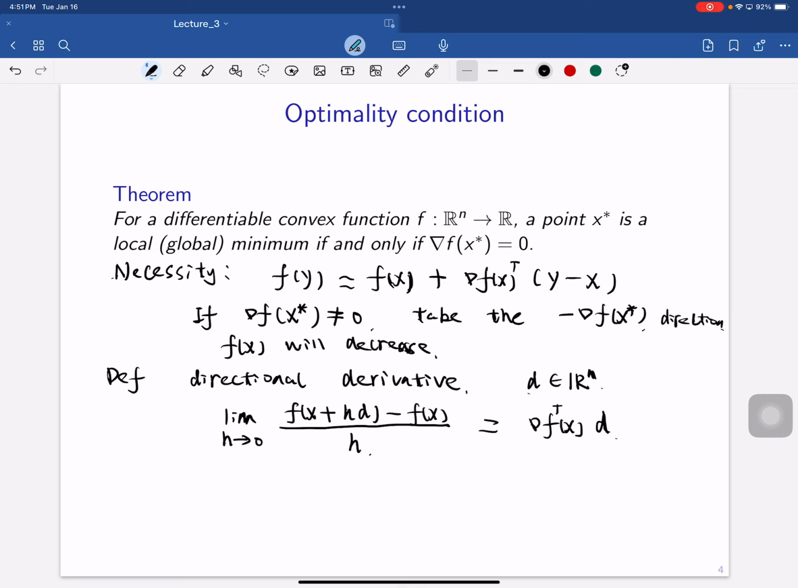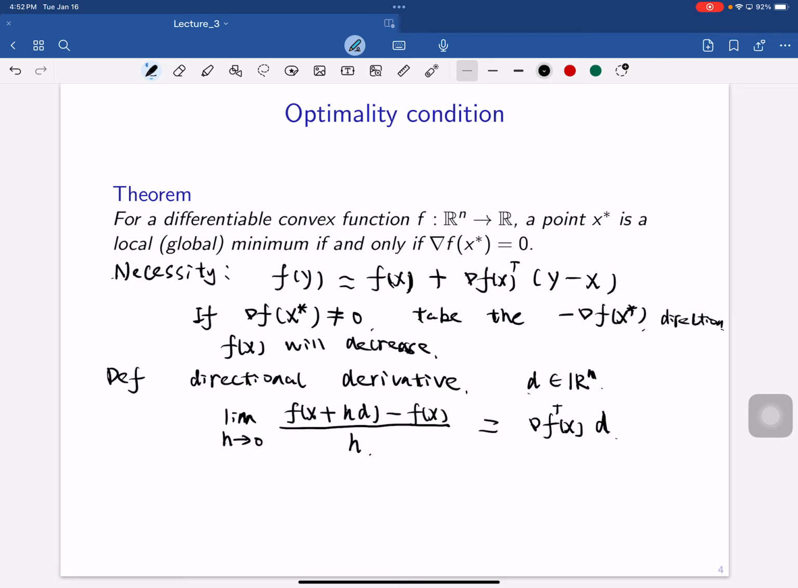Okay, so think about that. The gradient is more like the direction where f(x) will increase the most, right? If the direction is the same as the gradient, that is the steepest ascent direction. If you take the negative of your gradient, then f(x) will decrease the fastest.